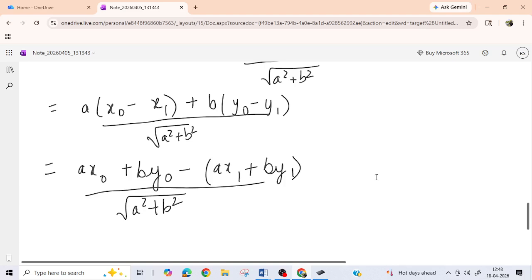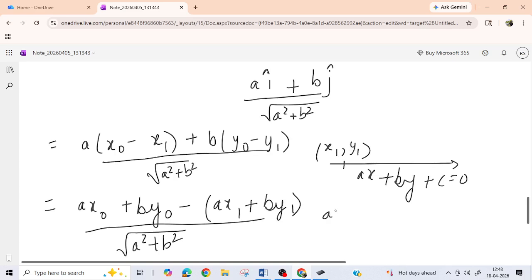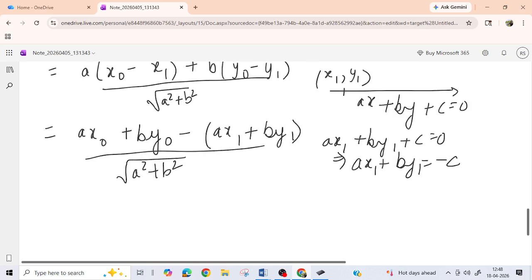Over here we also know that the point x1, y1 is lying on this specific line itself. If I write the line as ax plus by plus c equal to 0, and x1 y1 is a point on it, then it should also follow a x1 plus b y1 plus c equal to 0, or a x1 plus b y1 equals minus c. Putting this in, we get a x0 plus b y0 minus of minus c, which is plus c, over the square root of a square plus b square.